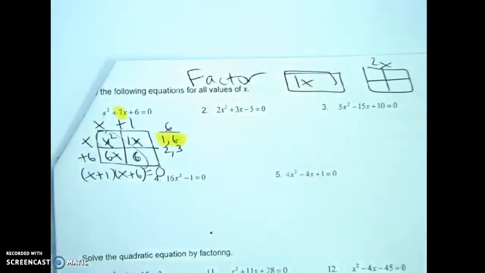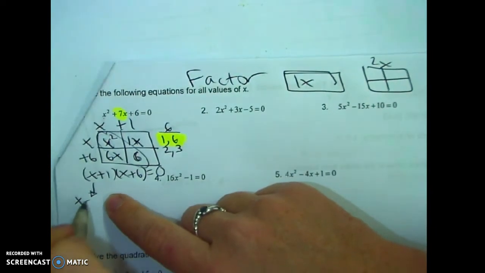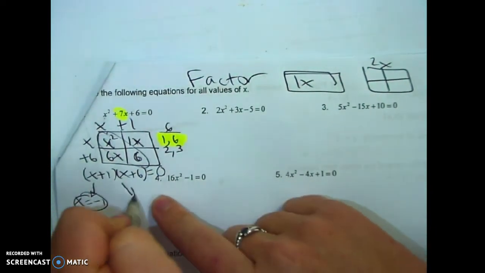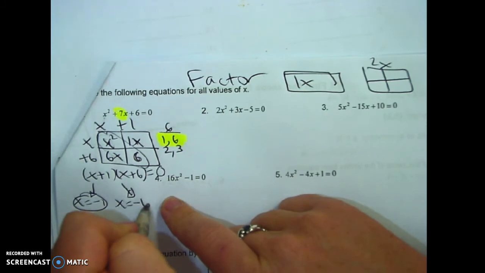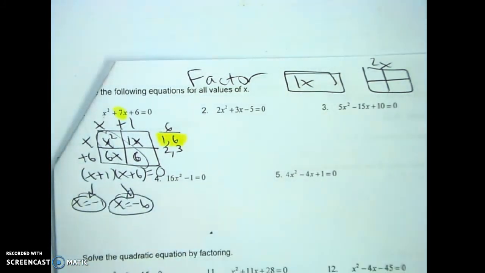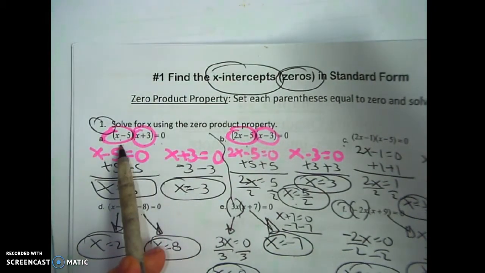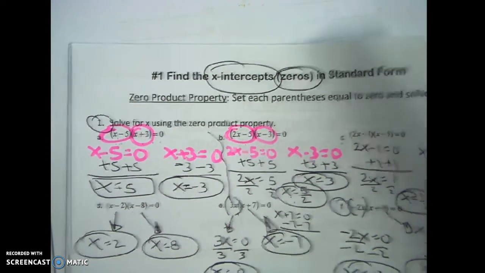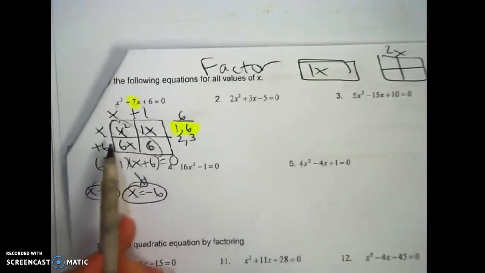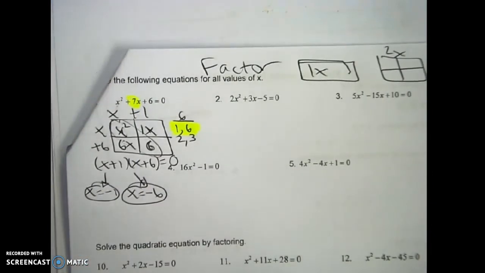Now it says equals 0. Set it equal to 0. X equals -1. X equals -6. So let me say it one more time. On the previous page, you already had it in factored form, so you just set it equal to 0 and you were done. But here, you're going to have to factor it and then set it equal to 0.